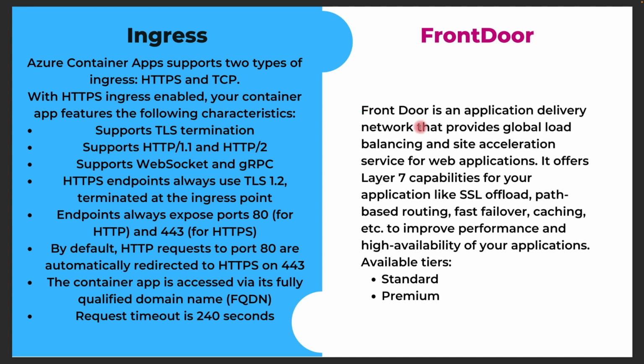But if we want, we can deploy the Front Door, which is an application delivery network that provides global load balancing and site acceleration service. We have two tiers available, Standard and Premium. The difference between the tiers is that Premium has support for private links and also has additional features for the firewall rules.